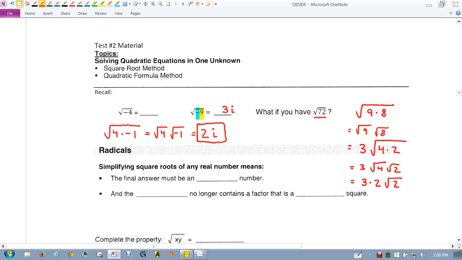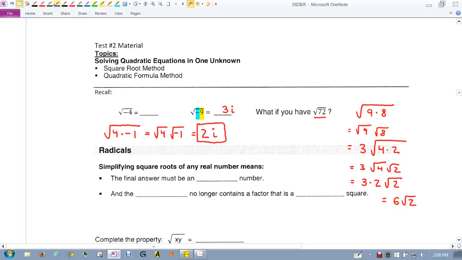Can't do anything with that. 3 times 2 is 6. Square root 2. Do y'all see how I did that? Now, that's one way to do it.